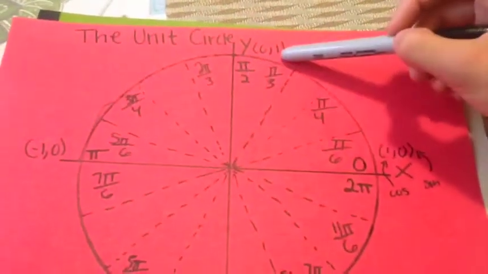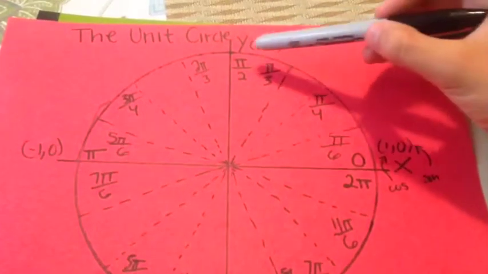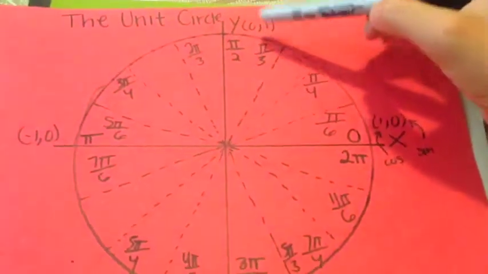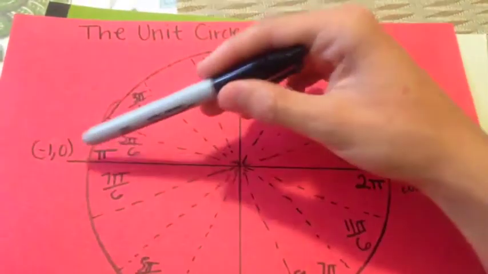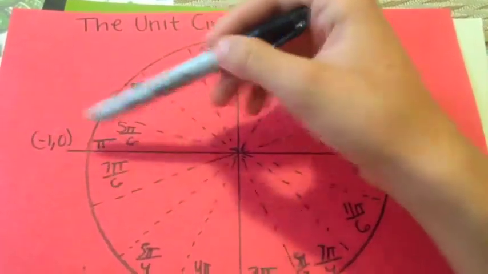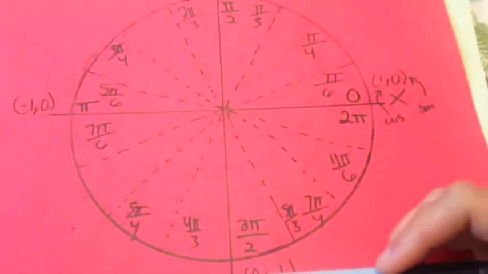The y distance is 1, and now we have 0 being the cosine, and the sine is 1, of course. On the left side we have -1 and 0 as the x and y coordinates. At the bottom of the circle we have 0 and -1.